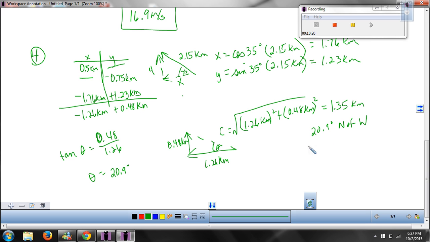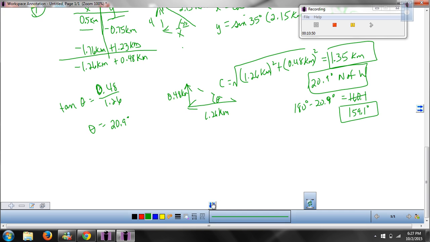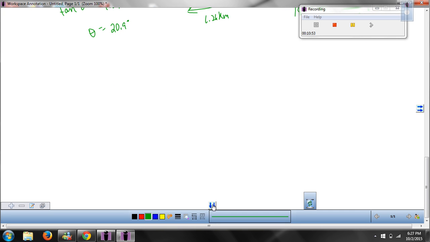I could also say that its pilot's bearing is 180 minus 20.9, which would be about a pilot's bearing of 160.1. Is that reasonable? Actually, 159.1 would be the pilot's bearing. So I could say it that way, the direction, and there's my magnitude. So there's number 4. Again, you can pause if you need to and check it all out.